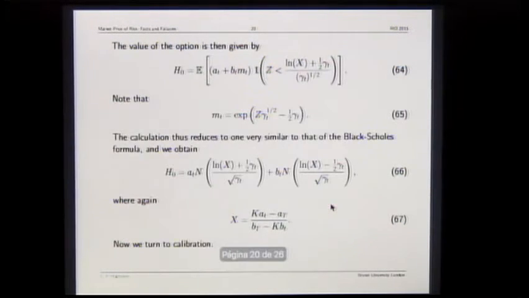So we put all that together, and then the value of the option becomes the expectation of A plus B times M, M being the martingale, times the indicator function of Z being less than this particular combination of variables. And M itself can be expressed in terms of Z. And so we're left with doing an integral, which is very similar to the one in the Black-Scholes theory. This gives you the formula for the value of a digital put in the rational log normal model. Now this formula is, I think, well known.